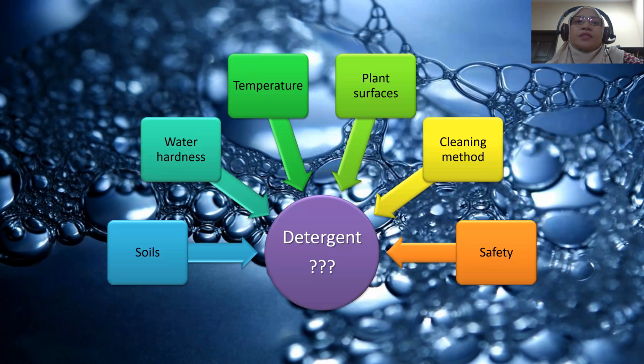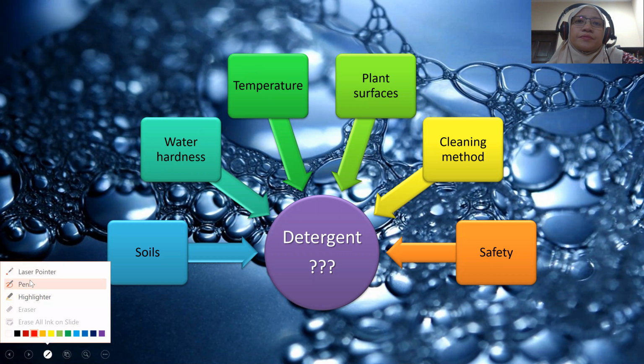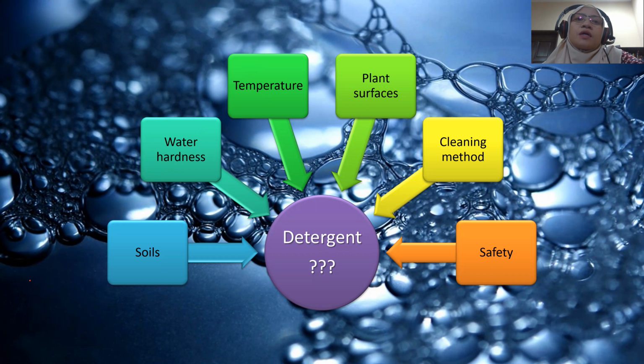These are the factors that may influence your cleaner selection, which are soils, water hardness, temperature, plant surfaces, cleaning methods, and safety.